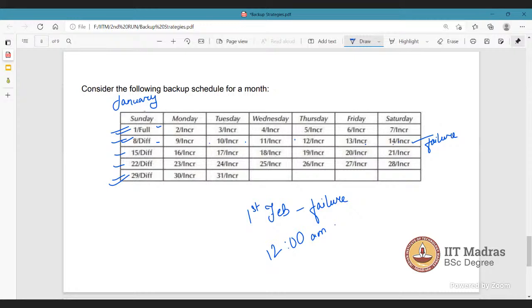But when you are saying from 1 to 13, I'm not clear, I mean, why it is happening. So first we need to take a full backup. Whatever the data set is there till Sunday, we have taken that on Sunday. Then after that there are 6 incremental backups, right?